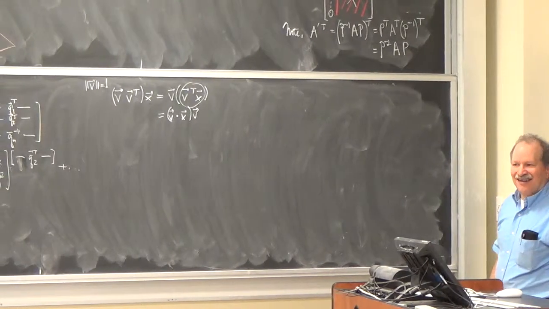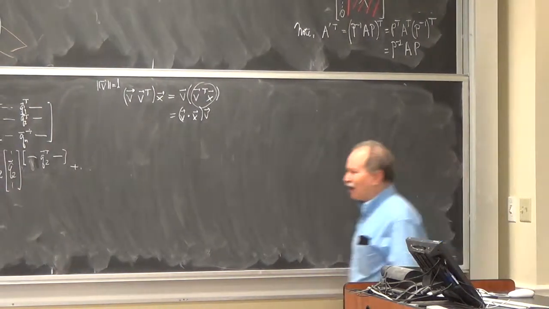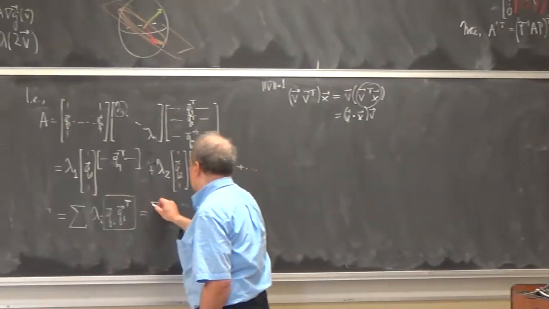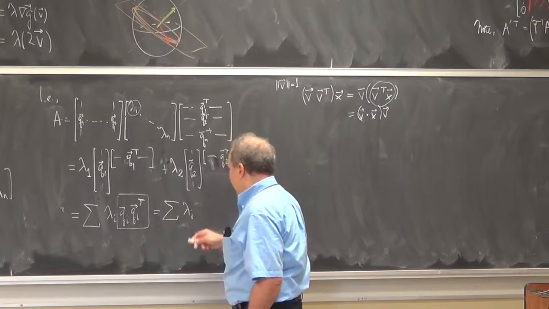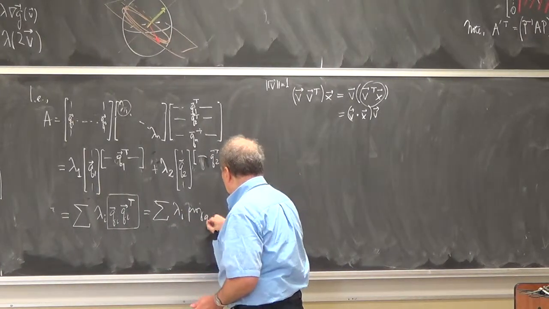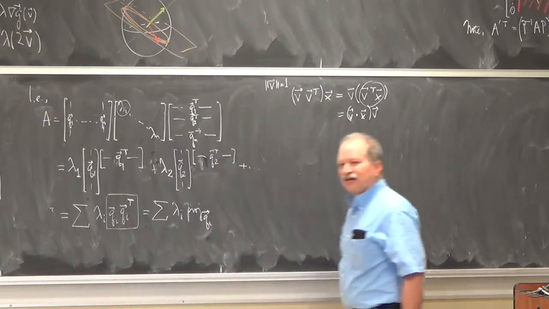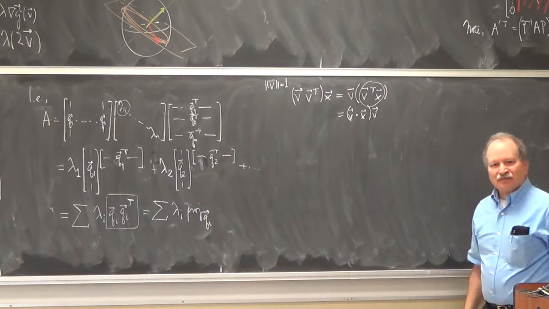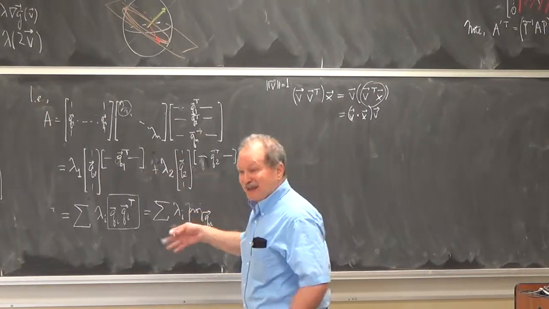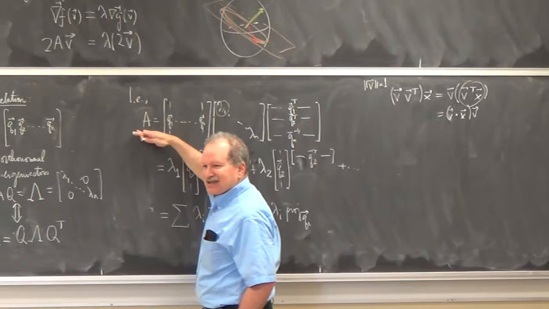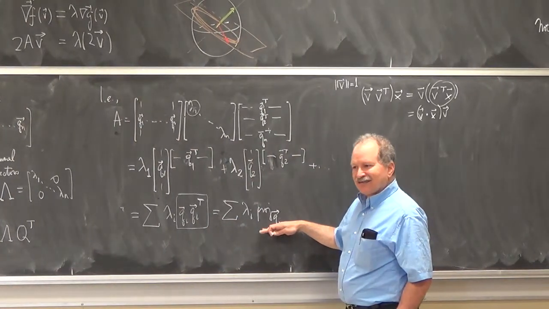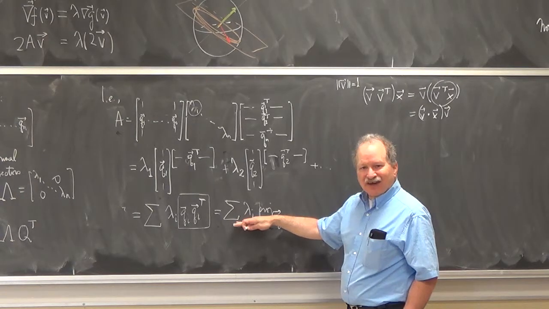Projecting. This is projection on the vector v. So this is the sum of each eigenvalue times the projection on the corresponding eigenvector. Projections of what? This is a linear map. A wants to eat a vector x. This projects the vector x and adds it up weighted by the eigenvalues.